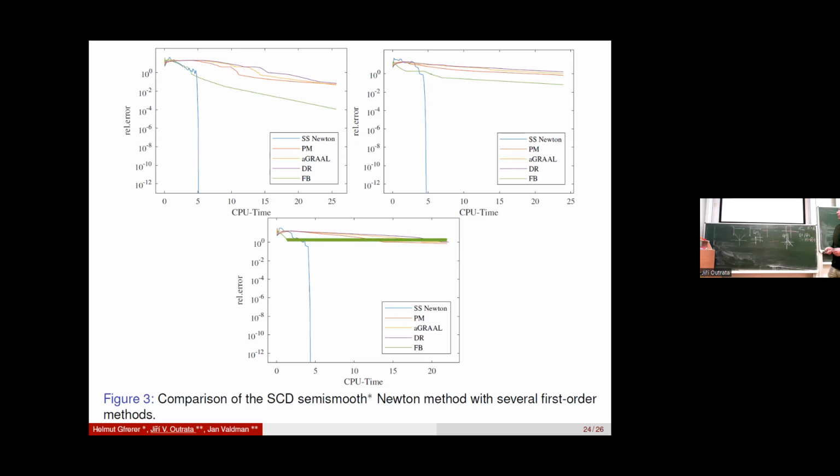So maybe it's a little bit unfair for this method, but we have definitely encountered a class of problems in which the second order Newton method really beats the competition in a dramatic way. Fine, I am approaching the end.